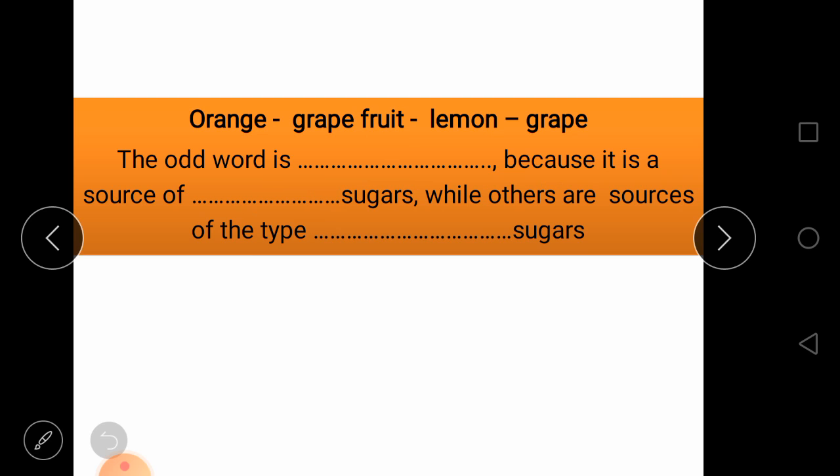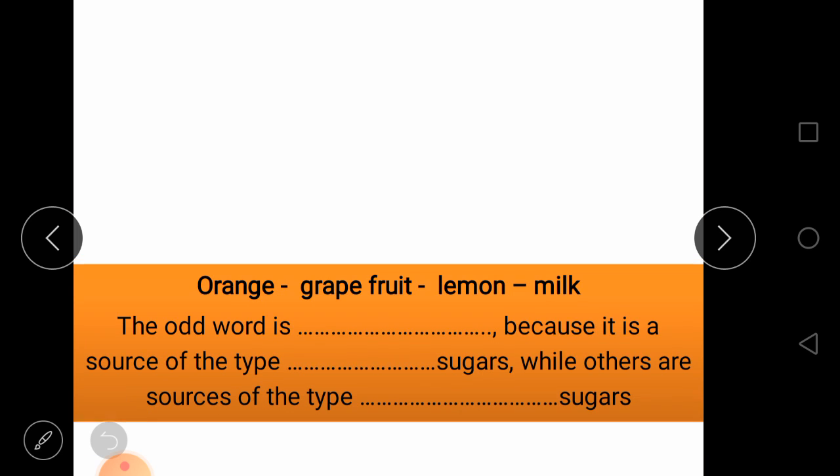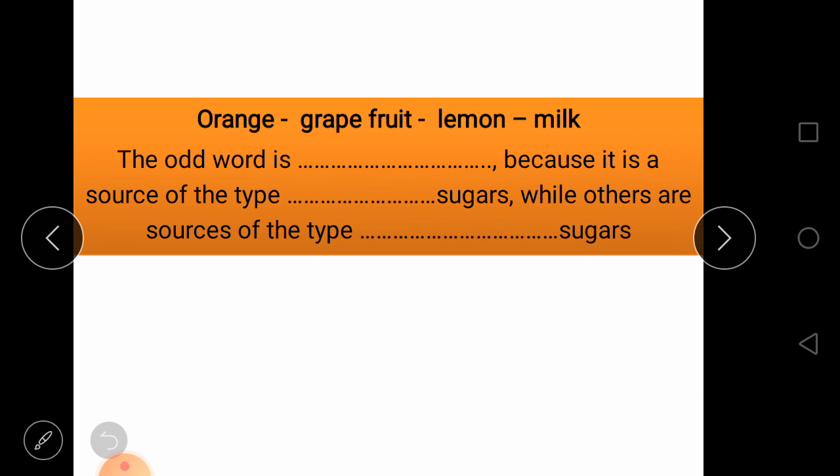Yes, here the odd word is grape because it is a source of glucose sugar, while others are fructose sugar. Here also we have milk is the odd word because it is a complicated sugar while others are simple sugars.